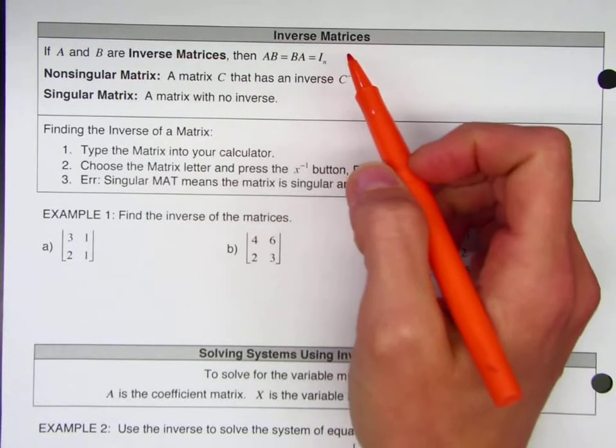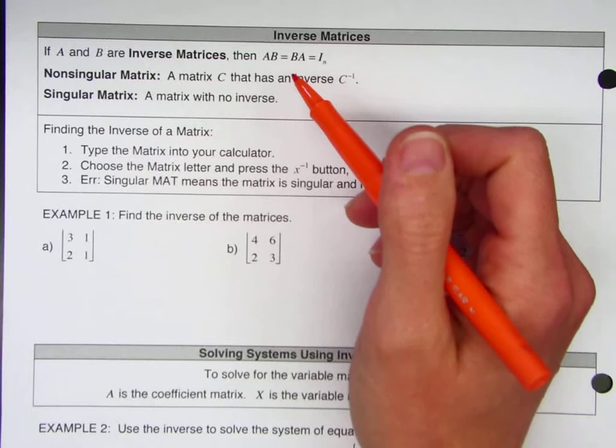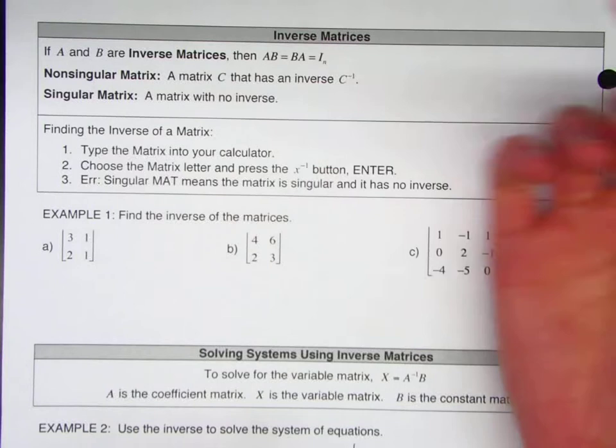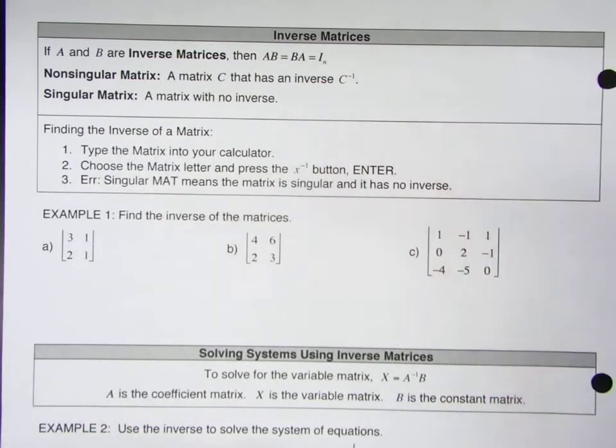For inverse matrices, we are going to find these purely using our calculator. Okay, now there is a way to do this by hand. I'm not going to go through and show you that. It requires finding the determinant, which actually is a pretty easy equation, but there's a little bit more work to it, so we're just going to use the calculator.